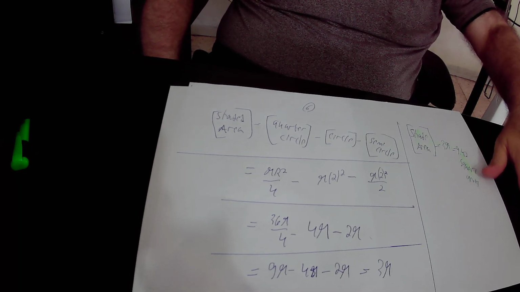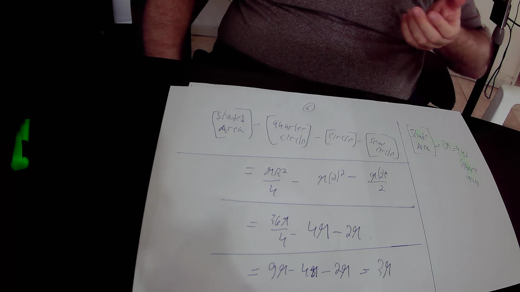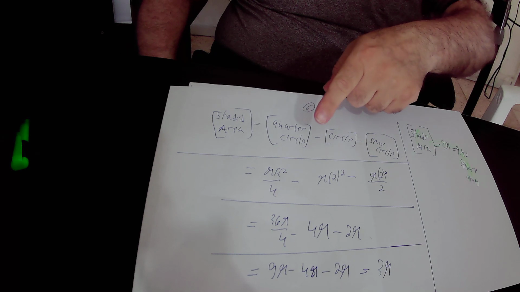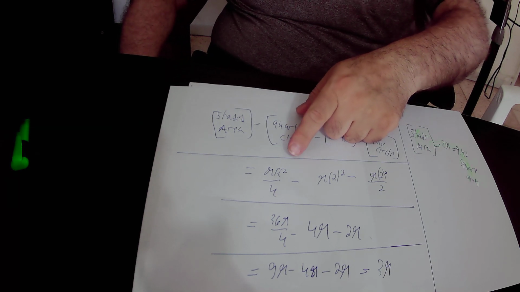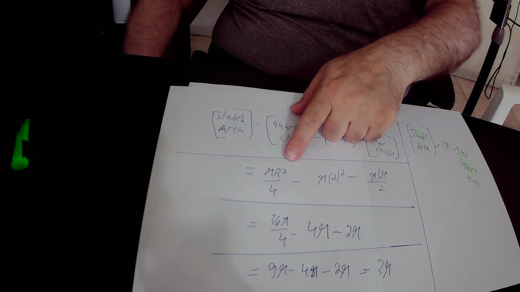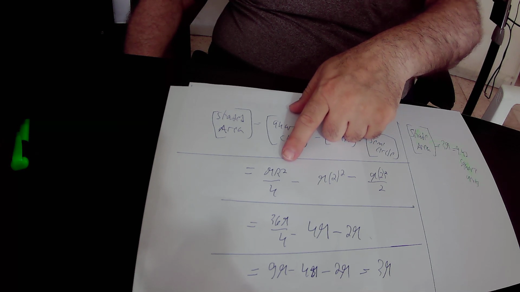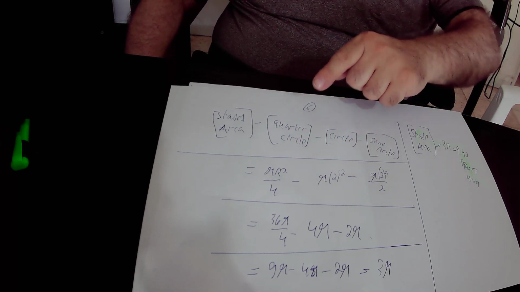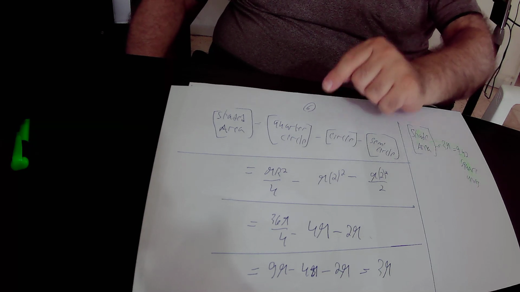Therefore, the area of the quarter circle is the area of the circle divided by 4. The area of the circle equals pi r squared, and when we divide it by 4, we get the area of the quarter circle. That is to say, the area of the quarter circle equals pi r squared over 4. And we know that r equals 6.